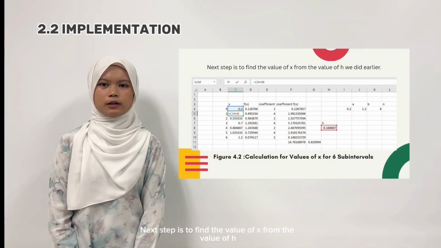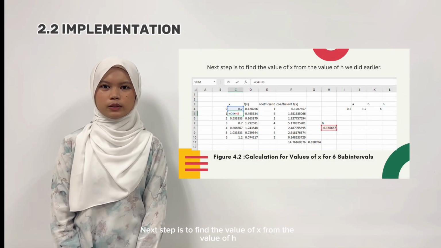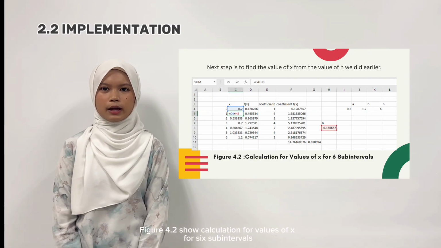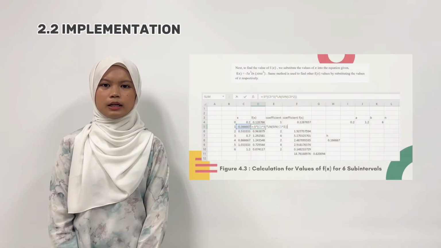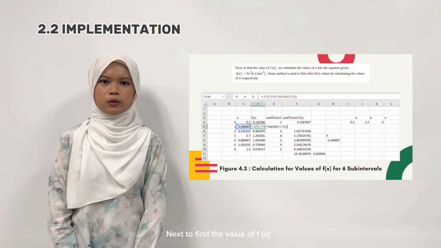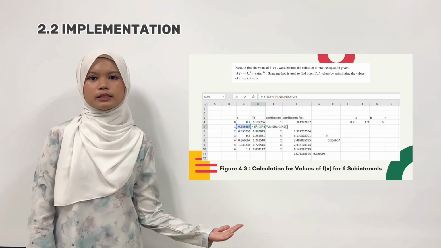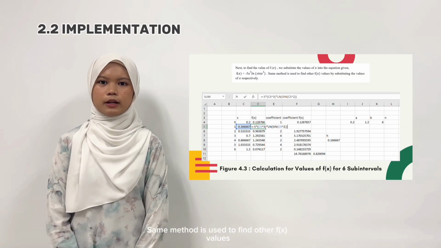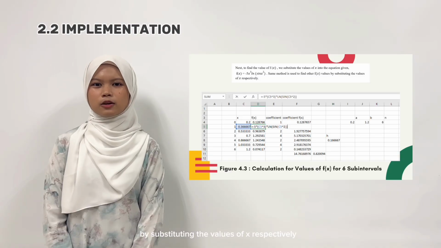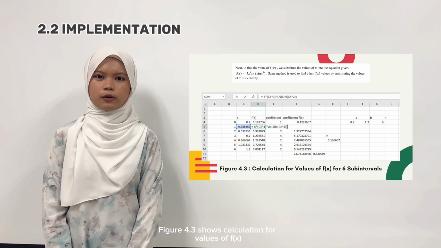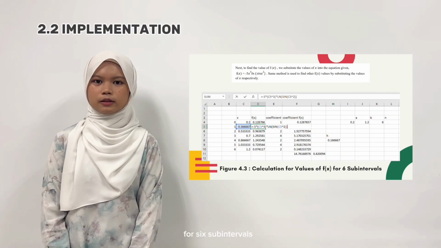Next step is to find the value of x from the value of h we found earlier. Figure 4.2 shows calculation for values of x for 6 subintervals. Next, to find the value of f(x), we substitute the values of x into the equation given. The same method is used to find other f(x) values by substituting the values of x respectively. Figure 4.3 shows calculation for values of f(x) for 6 subintervals.